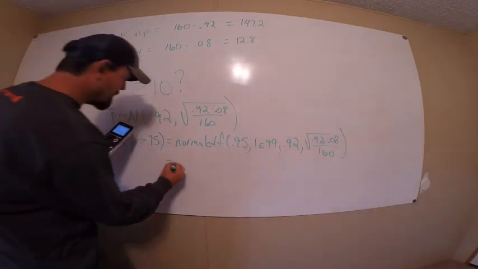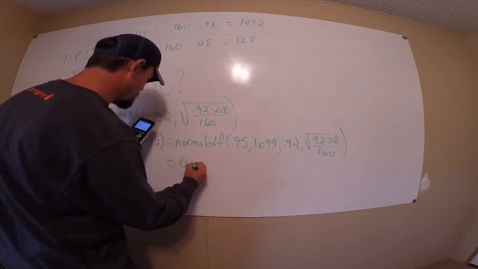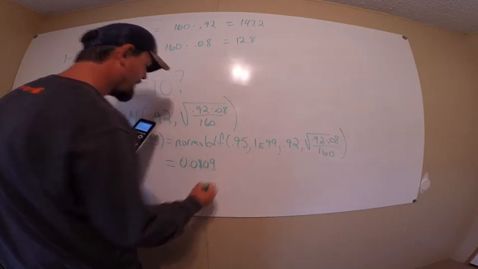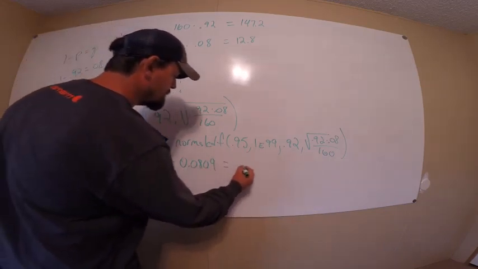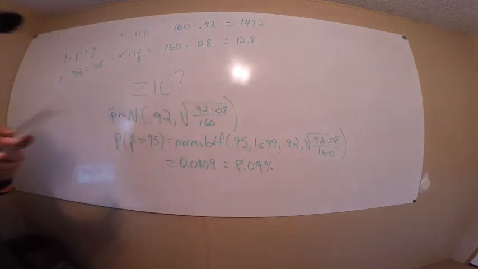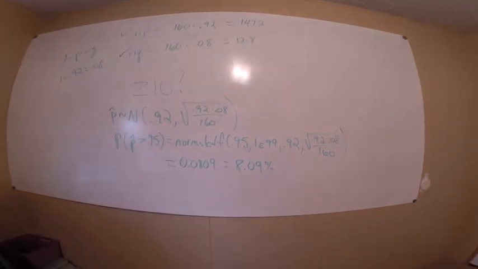You should wind up with 0.0809, which is 8.09%. Easy enough.